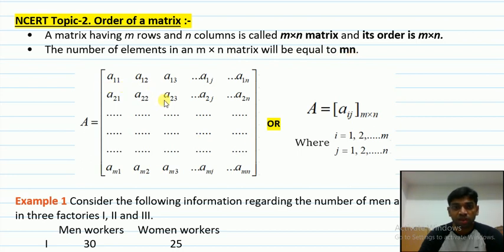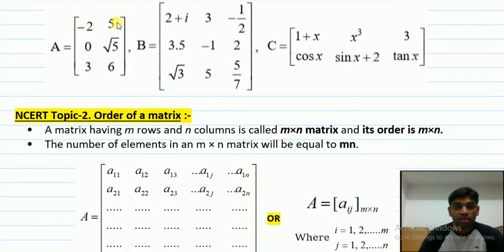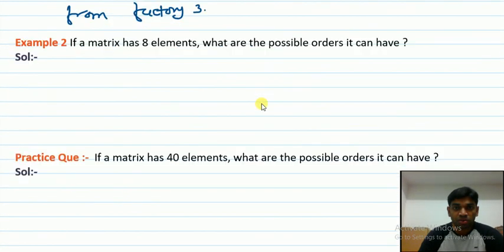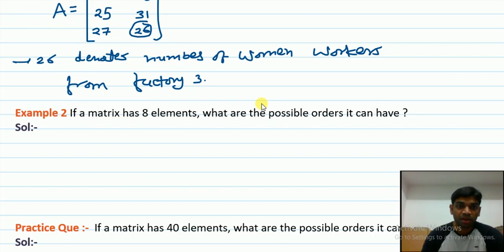As you can see, suppose we have a 3 cross 2 matrix, then we have 3 times 2, that is 6 elements. If you have 3 rows and 3 columns, it means 3 times 3, that is 9 elements. Here we have 2 rows and 3 columns, so 2 times 3, that is 6 elements. If you have m rows and n columns, then we always have mn elements.